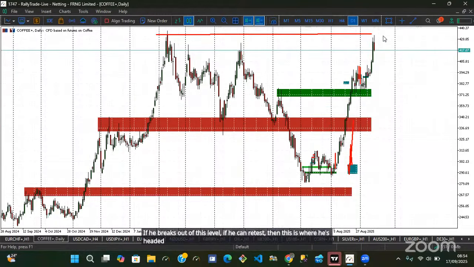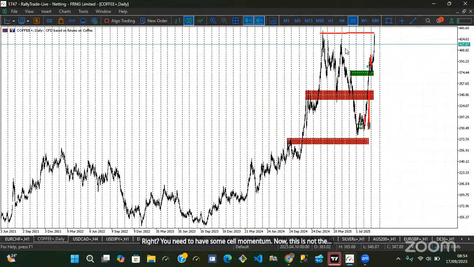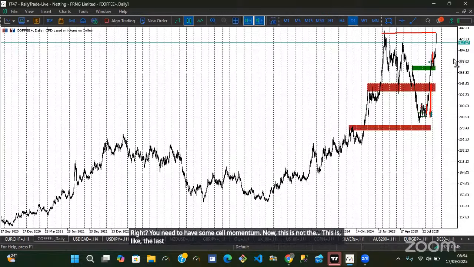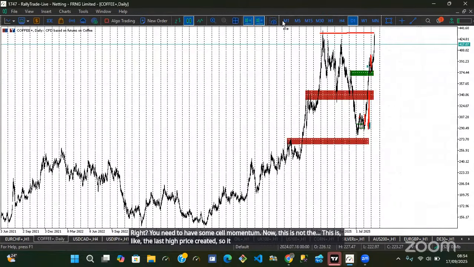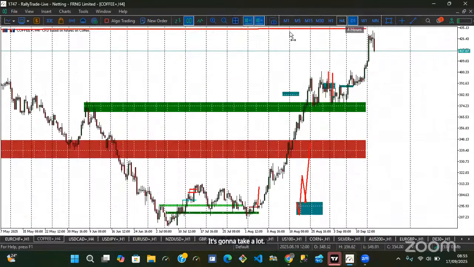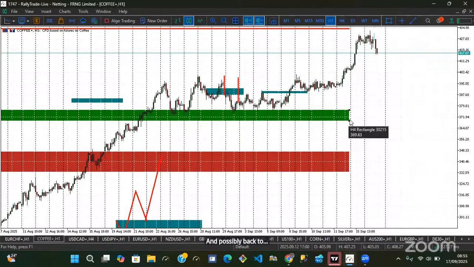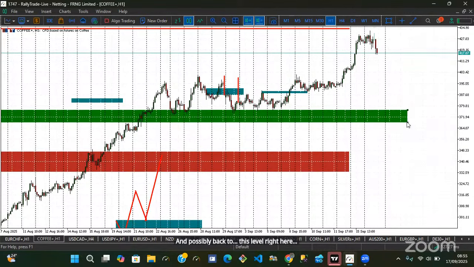Now, it looks like it has gotten there, and we are beginning to have some sell momentum, right? This is the last high price created, so it's going to take a lot for price to come and create a new high on coffee. So there's a high chance that we are going to be pushing to the downside and possibly back to this level right here.